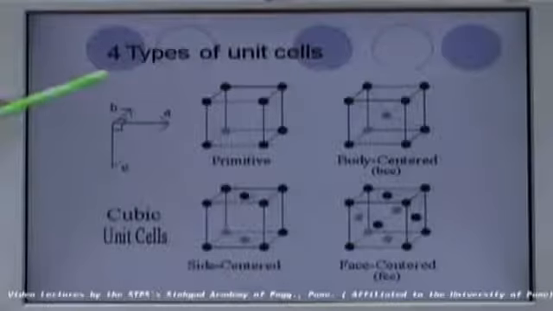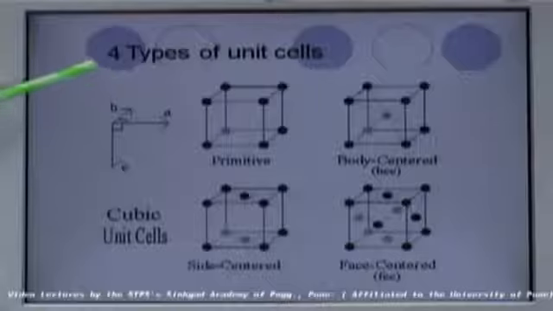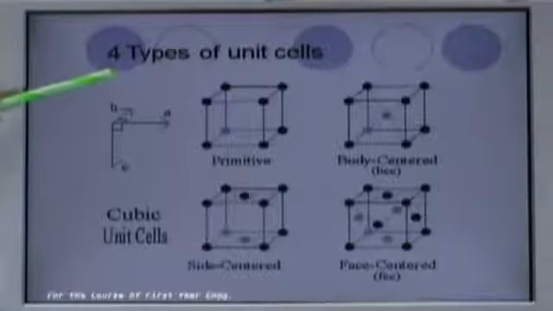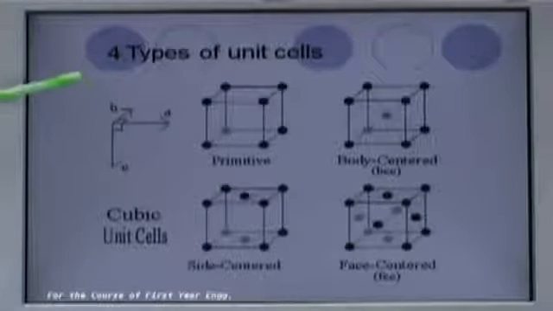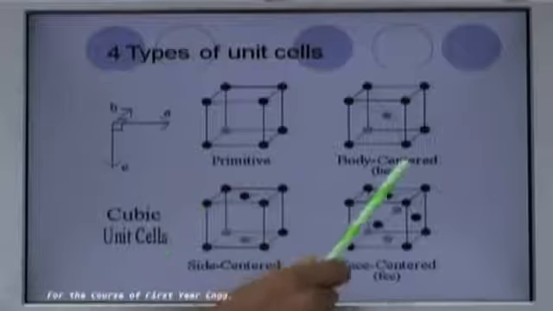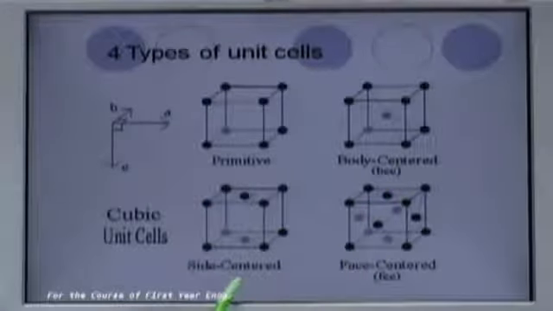Now let us learn 4 types of unit cells. It is nothing but the various combinations of internal structure of a unit cell. There are 4 types. First is primitive, body centered, face centered and side centered.